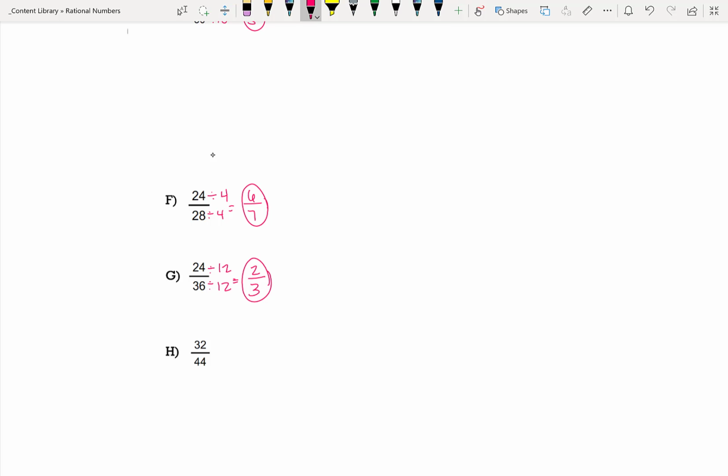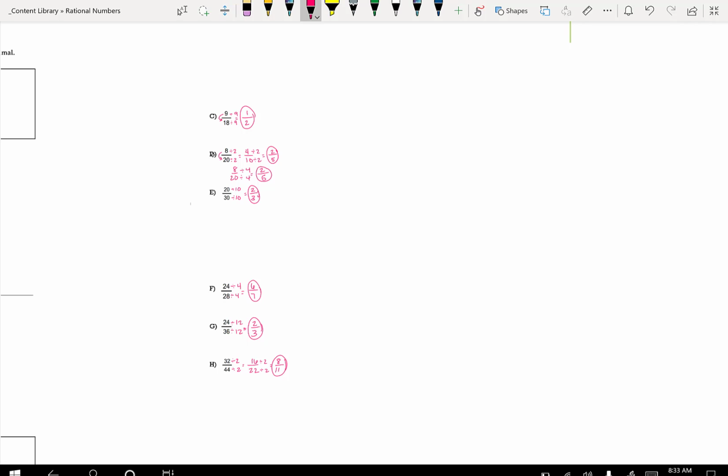32 over 44. I'm going to do this one, the multi-step, just so you get to see it again. They both are even, so I'm going to start out by just dividing by 2. 32 divided by 2 is 16. 44 divided by 2 is 22. They're both still even. I could still divide by 2. 16 divided by 2 is 8. And 22 divided by 2 is 11. 8/11. And that is how you simplify fractions.